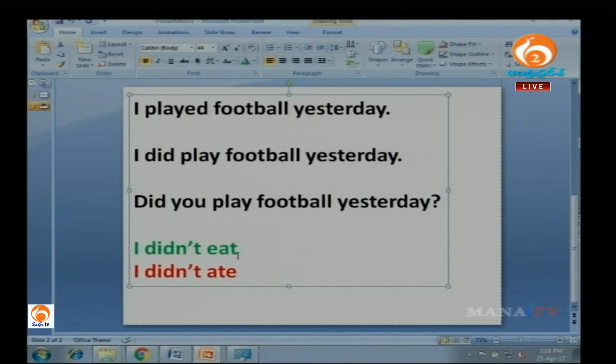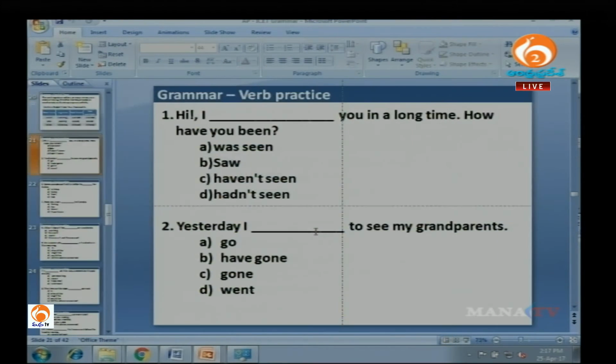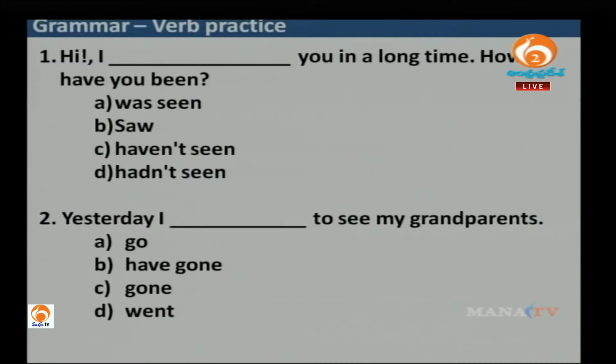I didn't ate is incorrect. For example, I didn't play. I didn't played is incorrect. So basically, whenever I have the didn't or did form, my verb will be base form only. So please do remember that. All right. Now let's look at some questions for practice purposes.